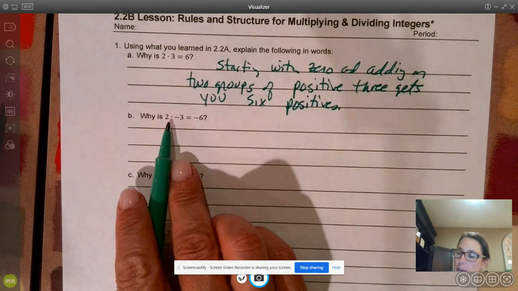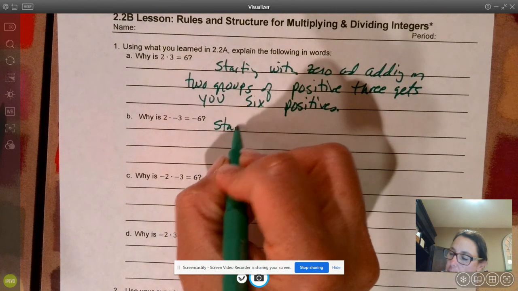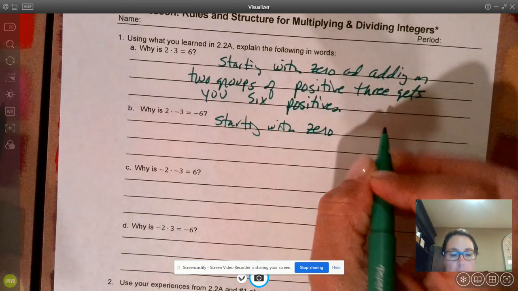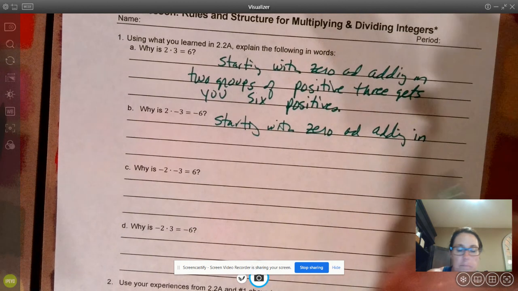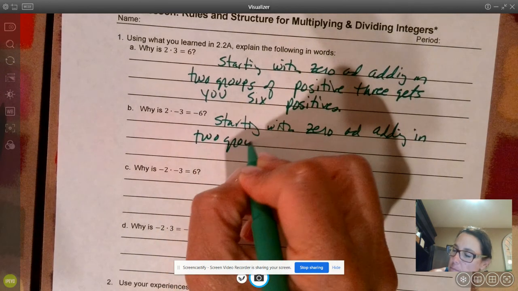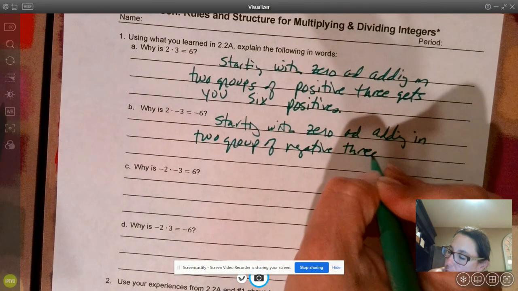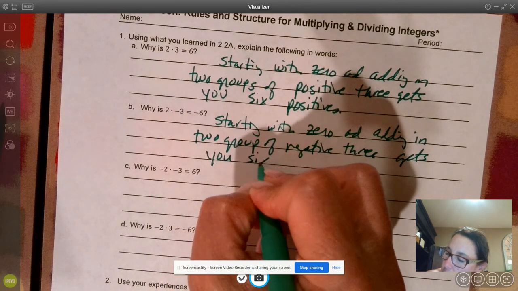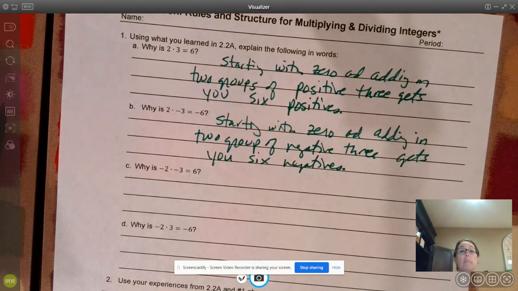This one, why is 2 times negative 3 equal negative 6? Starting with 0, you always start with nothing, and adding in two groups of negative 3 gets you 6 negatives. That's the meaning of a positive times a negative.